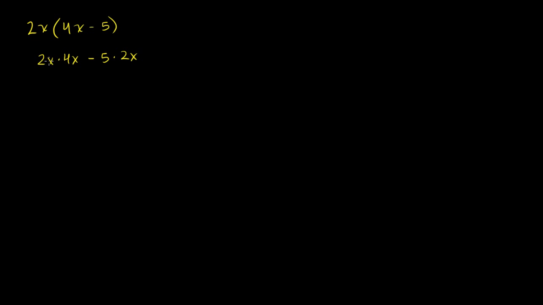This first term is going to be equal to, we can multiply the coefficients. Remember, 2x times 4x is the same thing as, you can rearrange the order of multiplication, 2 times 4 times x times x, which is 8 times x squared. Remember, x to the 1 times x to the 1, add the exponents. So this first term is going to be 8x squared. And the second term, negative 5 times 2, is negative 10x. Not too bad. Let's do a slightly more involved one.